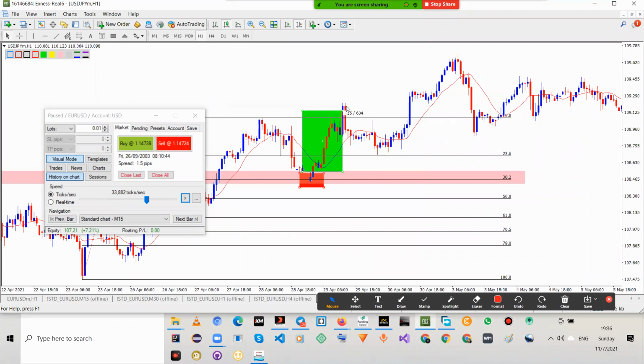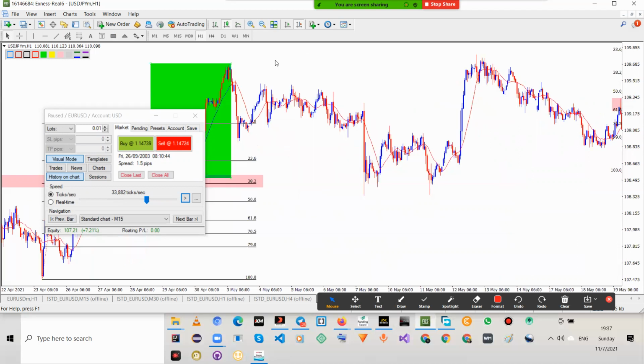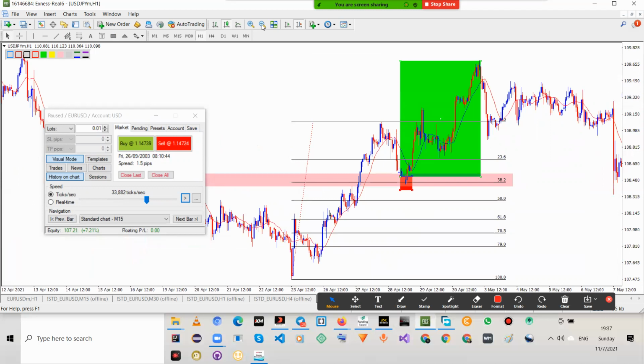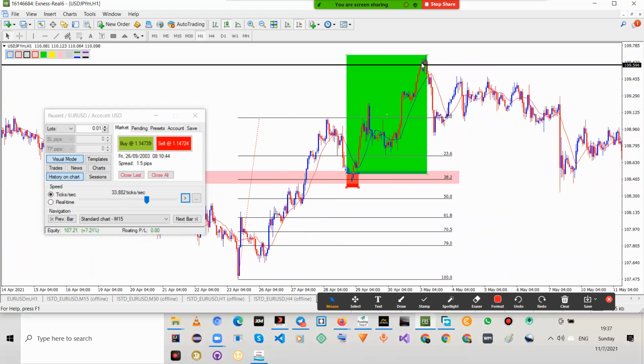Sadly, you can no longer see the candlesticks. For this one, my take profit would have been to this area, but you could have kept it all the way to this area, using the previous high right here. This is where the take profit will be. This area.